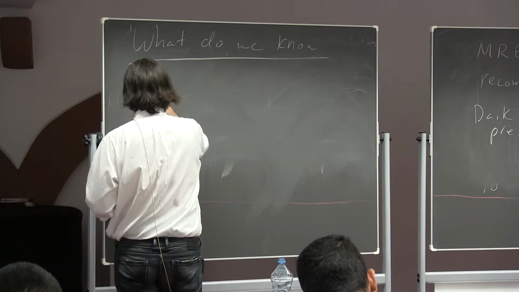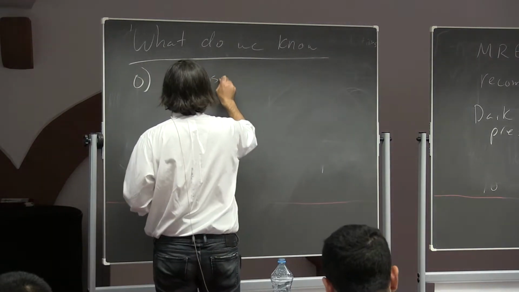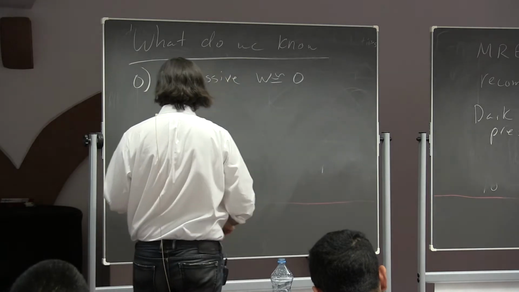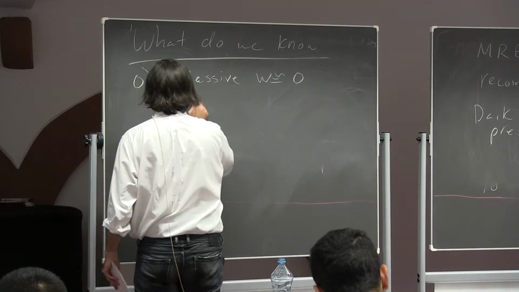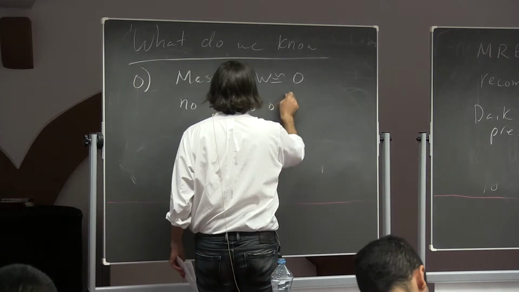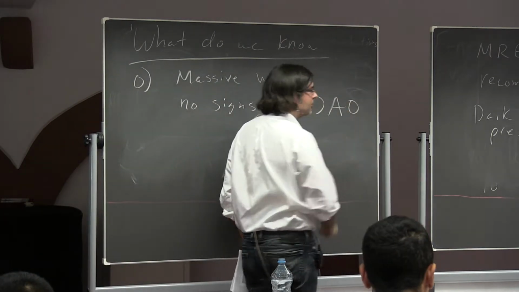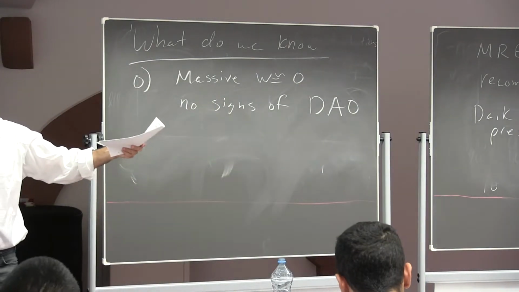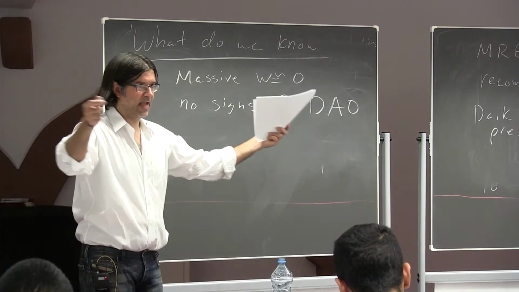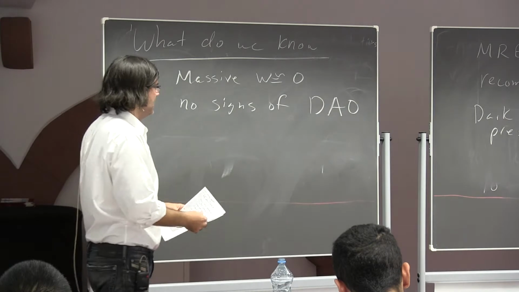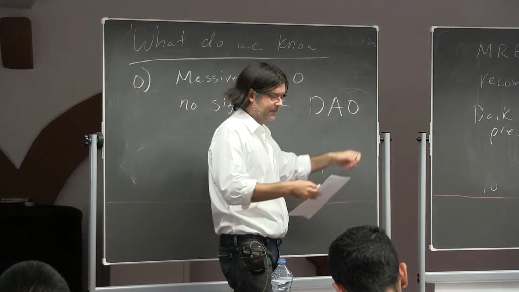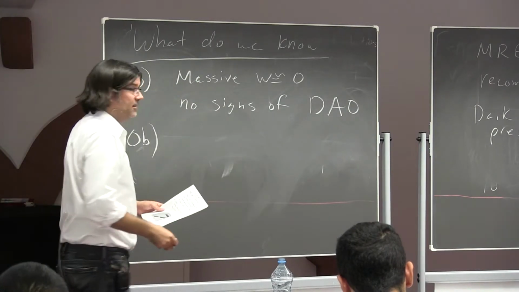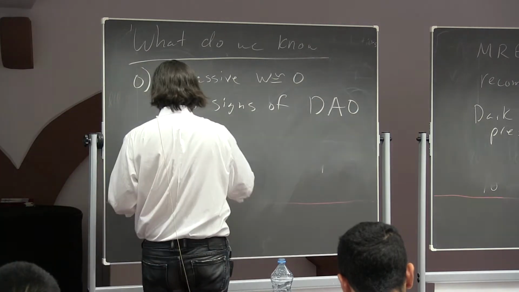So at the 0th order, this is massive. That is, it has an equation of state approximately equal to 0 since keV. And there's no signs of DAO, dark acoustic oscillations, right? So we see baryon acoustic oscillations in the distribution of matter in the universe, which is evidence of the fact that the baryons were pushing off themselves. At this point, we do not see any signs of dark acoustic oscillations. So you want to make sure that your theory does not predict that there are any that should show up. The theory must be neutral.